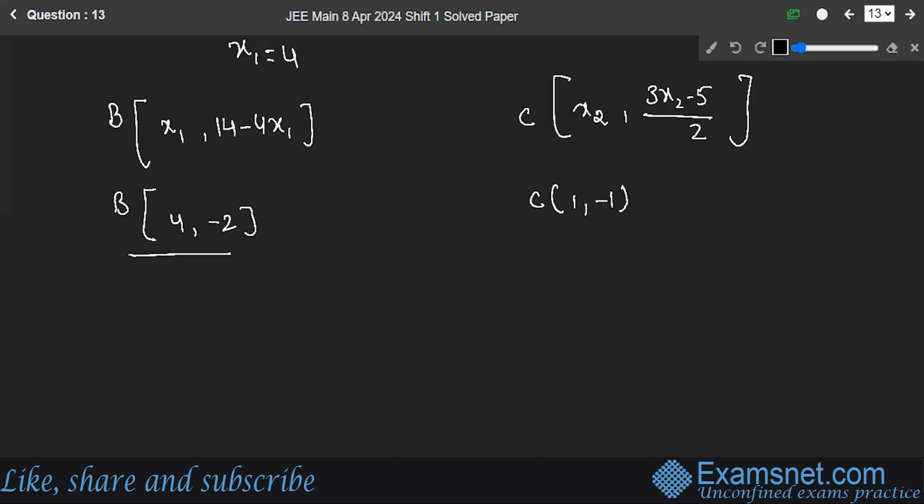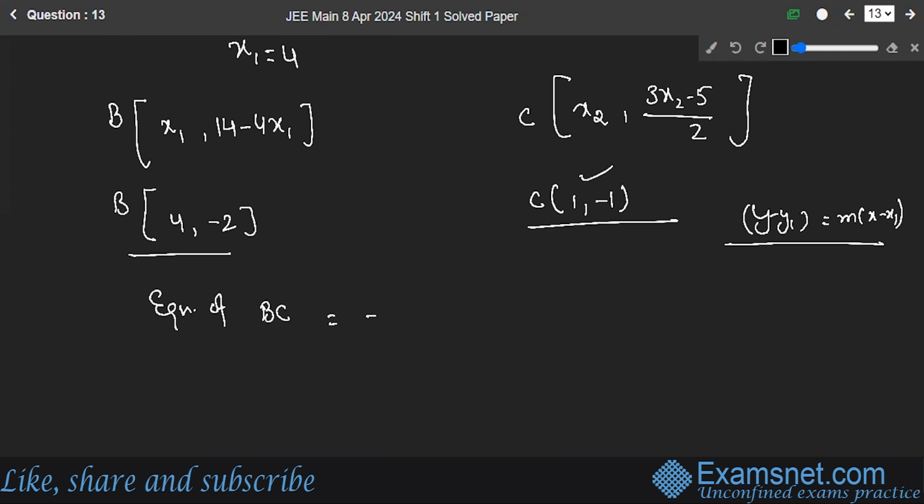So I got the points. Very easy to find from the equation. For the equation of BC, I'm using y minus y1 equals m into x minus x1. Okay, so let's say y minus minus, plus 2 is equal to m, the slope, which is minus 1 plus 2 upon 1 minus 4, multiplied by x minus x1. Wait, this is minus 1, this.